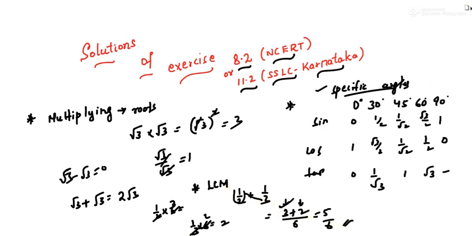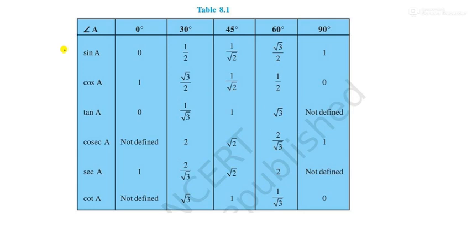Okay, and here you can refer to the table. This table we are going to use in this particular exercise. Okay, these three are enough because for the rest, cosec is the reciprocal of sine, sec is of cos and cot is of tan. So if you know these three, you can just reciprocate the values. There is no need of memorizing the other three if you know the first three.